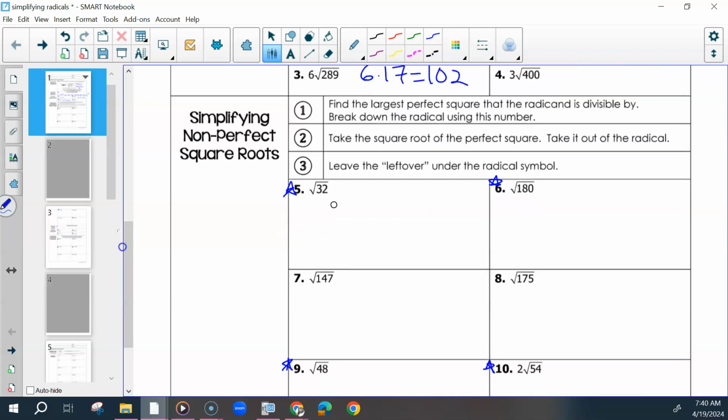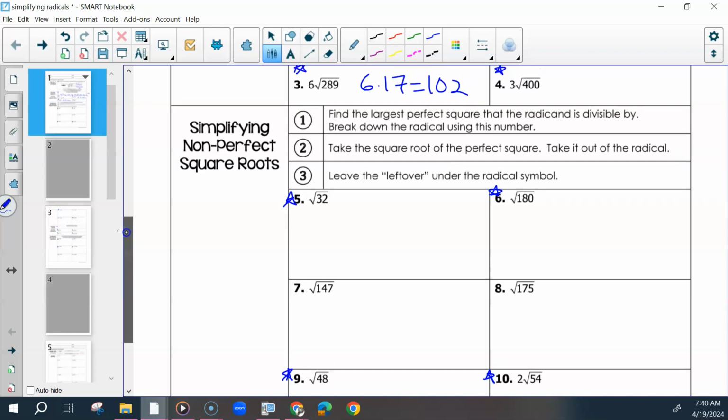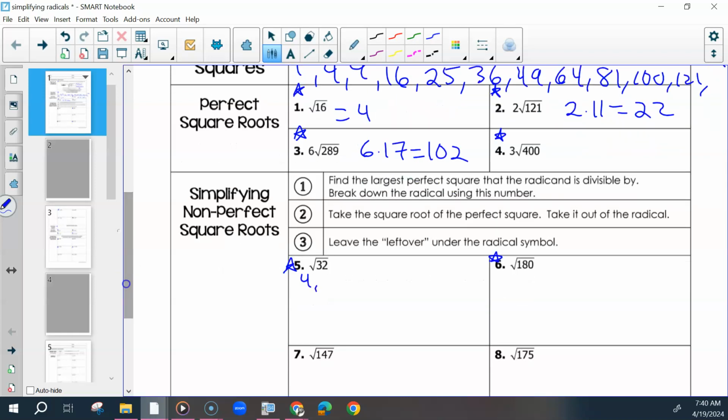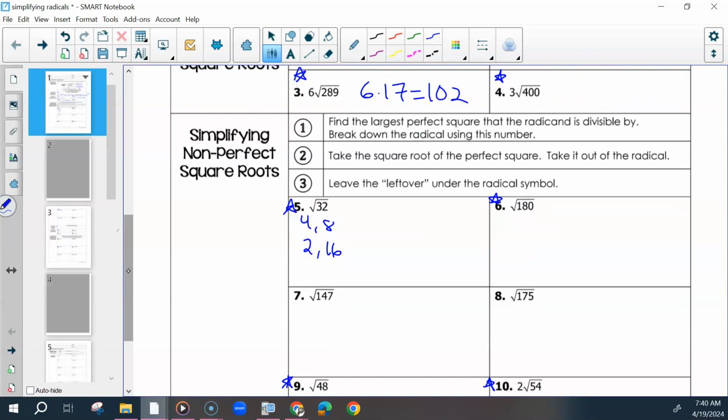So think about the factors of 32, but think about which of those factors are perfect squares. 4 and 8. Okay, that's going to be the one I come back to. When you do this, you want the highest perfect square that can go into it. 2 and 16. Right? And then if you weren't thinking perfect squares, that'll be the other way we do this. But 16 is the highest.